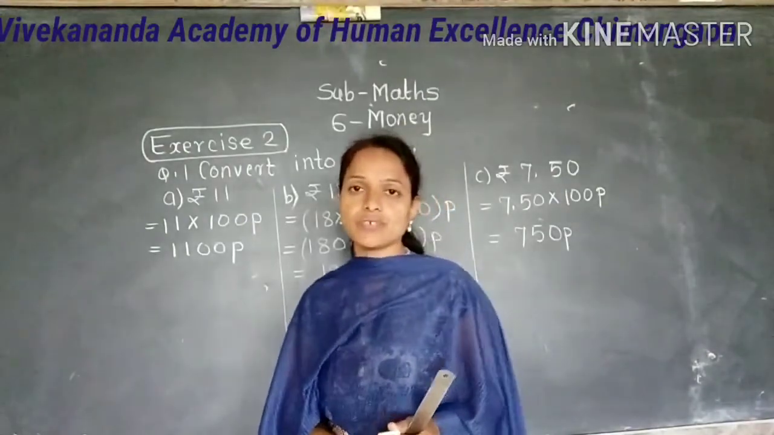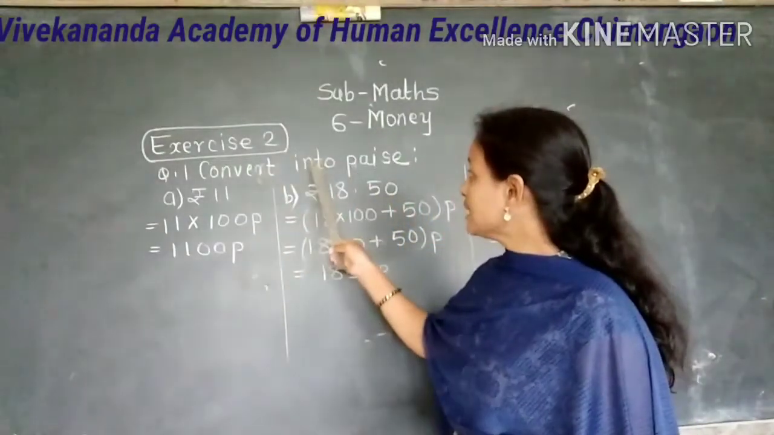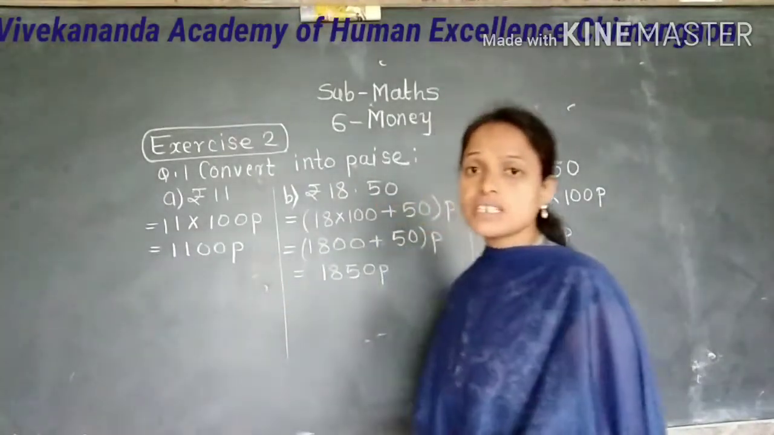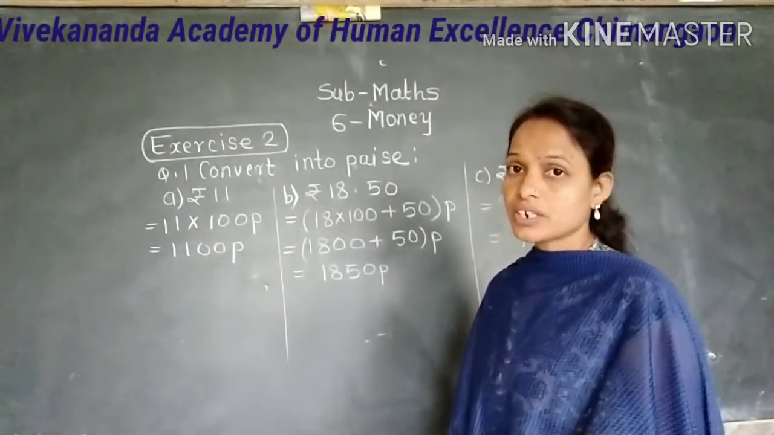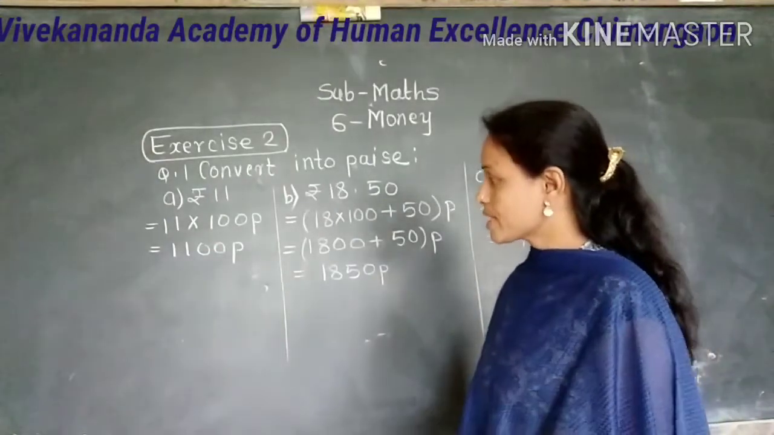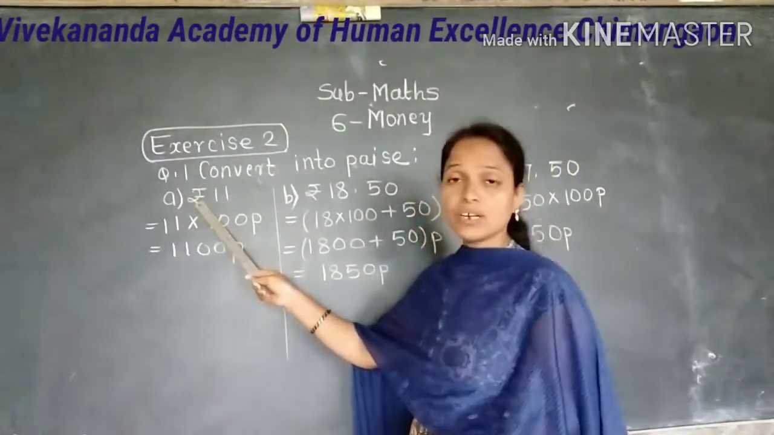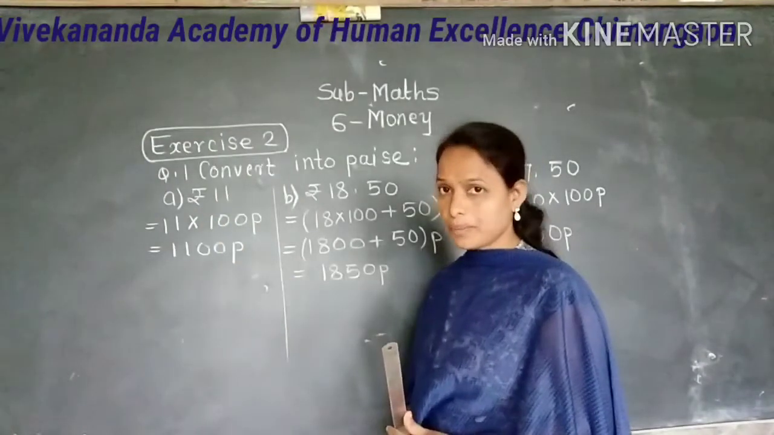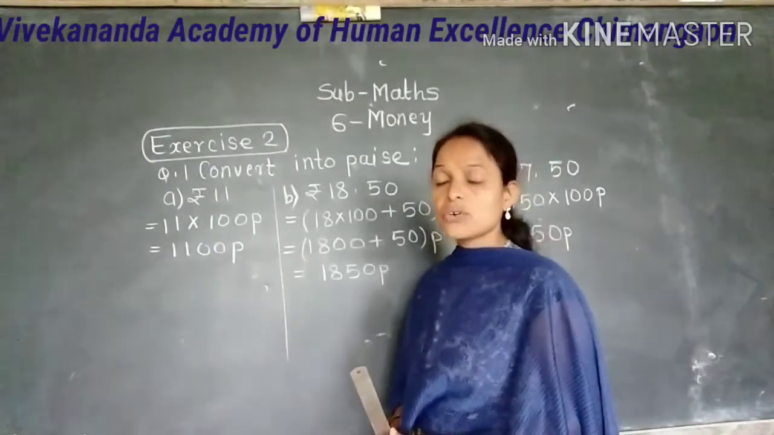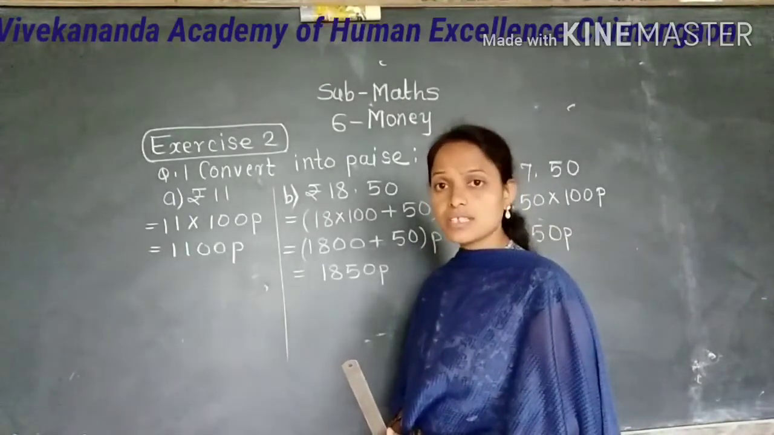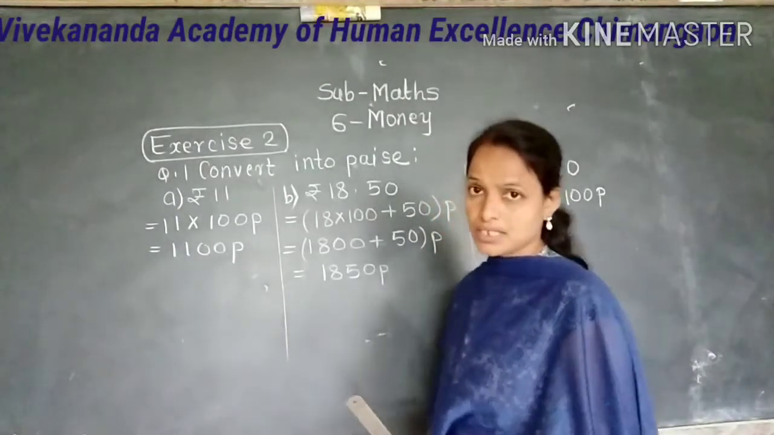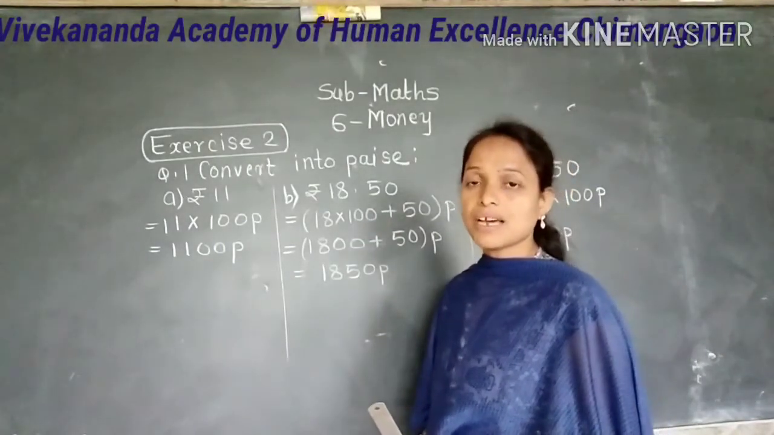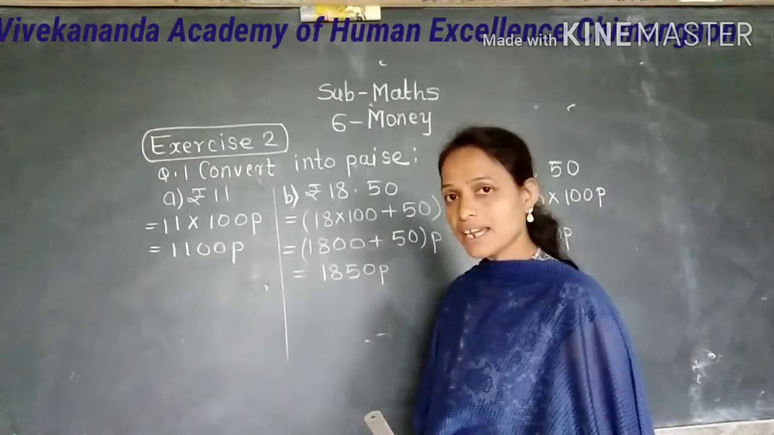See the first question. Convert into paise. Here the given quantity is in rupees and you have to convert it into paise. Look here, first example, 11 rupees. We have to convert 11 rupees into paise. We know that 1 rupee is equal to 100 paise. You have learned that to convert rupees into paise, multiply the given number by 100.